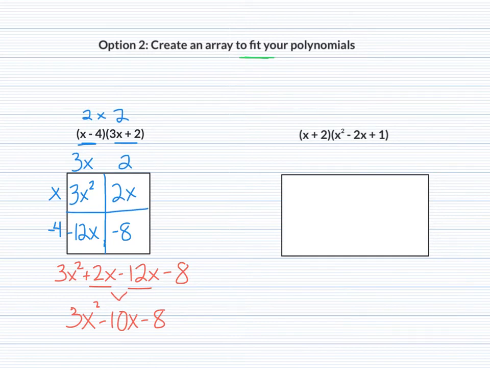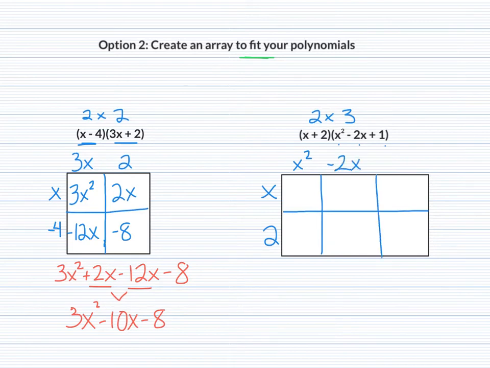Okay, one more example of this. So in this case, I can see I have a 2 by 3 polynomial. So binomial times a trinomial. So again, I'm going to have 2 going this way. So I've got x and 2. And then going across the top, I have x squared, negative 2x, and 1. Okay, I gave myself a lot of room to do that.